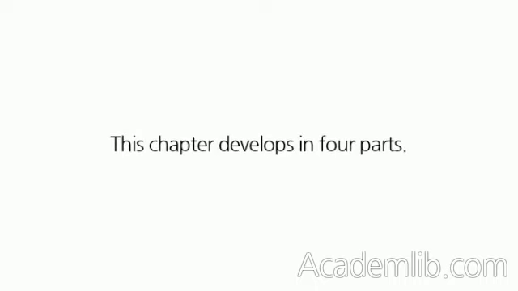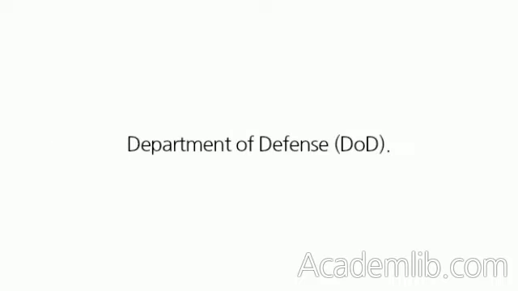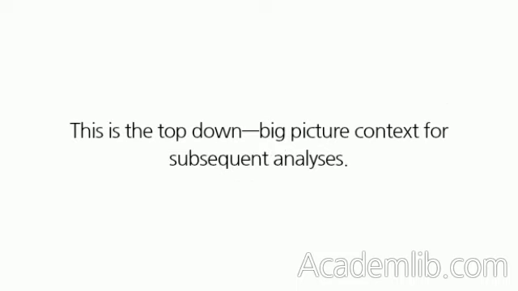This chapter develops in 4 parts. First, to make it instructive and interesting, it focuses on the Northrop Grumman Corporation, NGC, and its primary target market, the U.S. Department of Defense, DOD. Second, the chapter focuses on the external environment of the firm and the assessment of opportunities and threats facing NGC and the industry. This is the top-down, big-picture context for subsequent analyses.